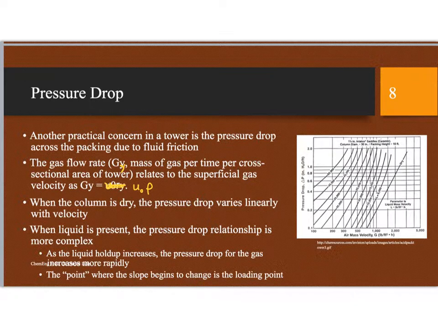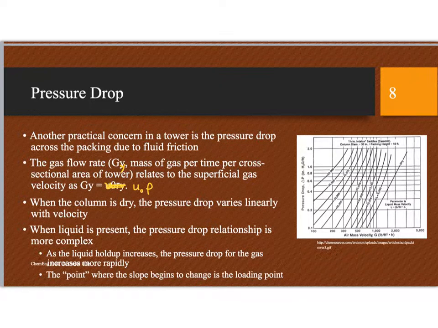When the column is dry, the pressure drop is going to vary linearly with velocity, but when you have liquid present, it's going to be a much more complex relationship. So as the liquid holdup, or the volume of the liquid, increases, the pressure drop for the gas will increase. And there's going to be a point where the slope kind of changes, and that's called the loading point. And this is a graph.